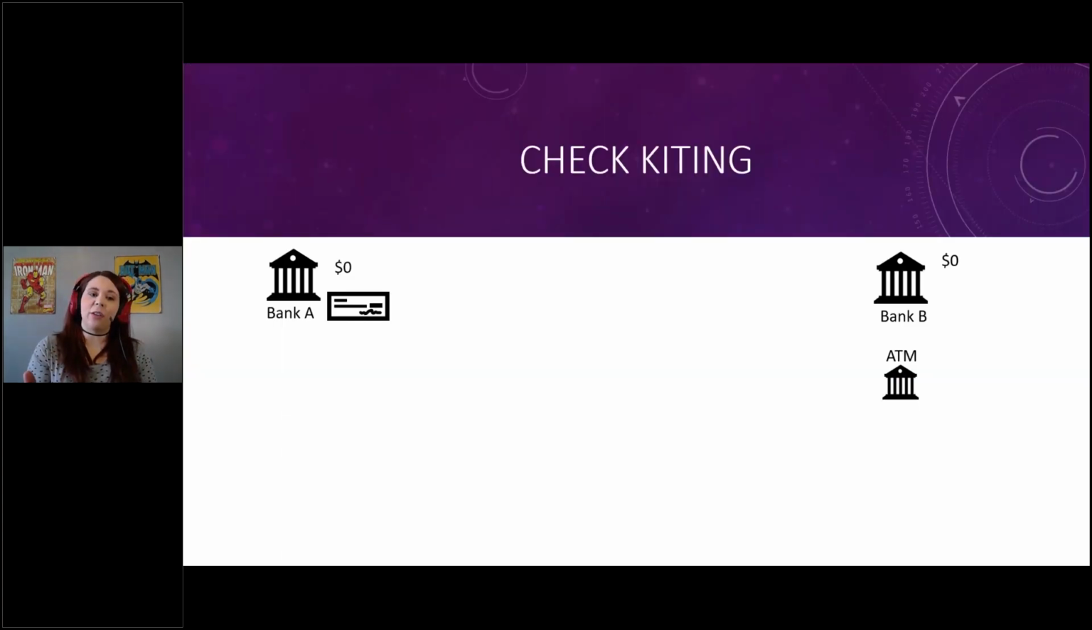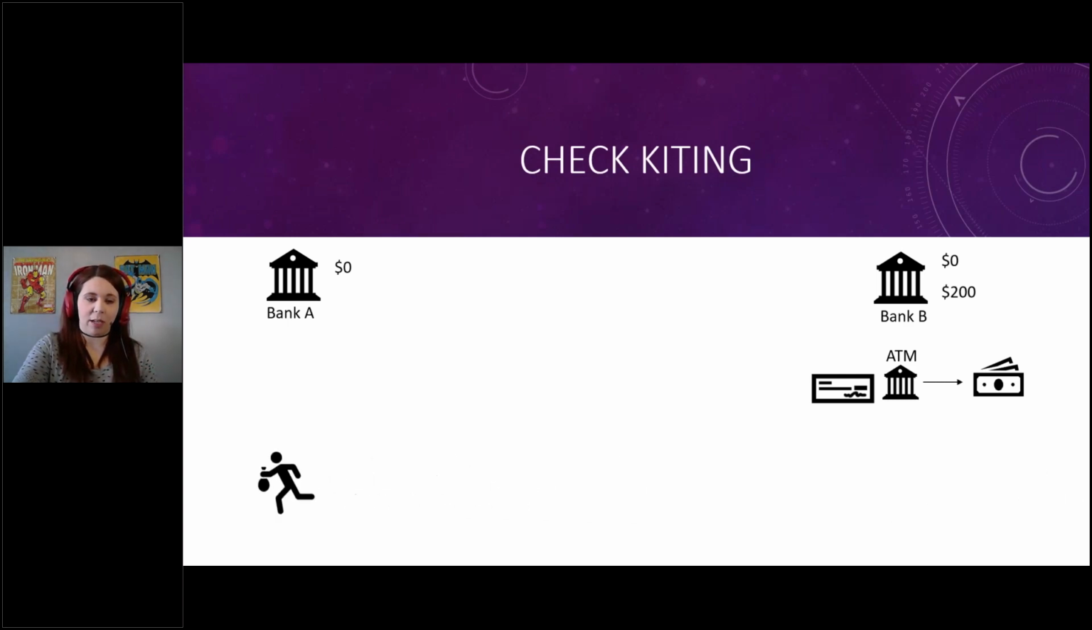So bringing Carol into the story to describe what check kiting is. Let's say Carol has a bank account, two bank accounts, both have $0. She writes a check for $200 from bank account A. She deposits it into the bank through the ATM at bank account B, making the balance now $200. She immediately takes the cash out and she gets away with the money.